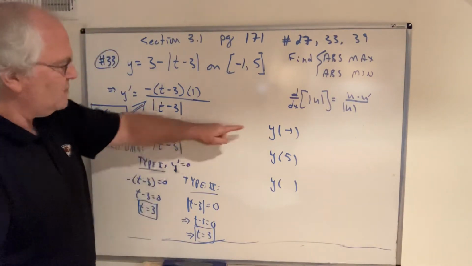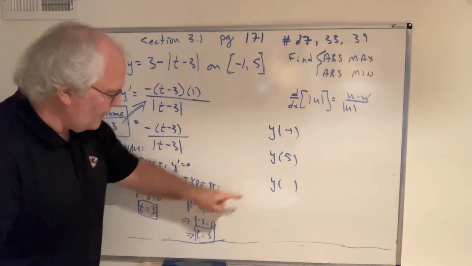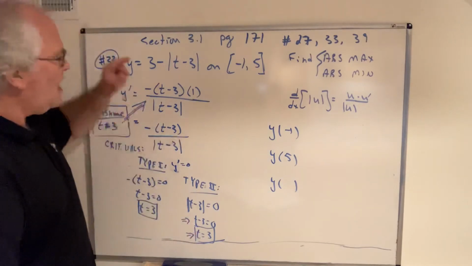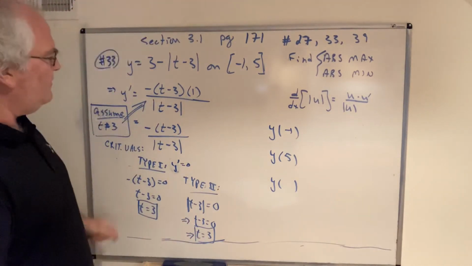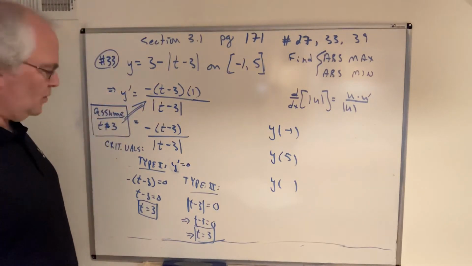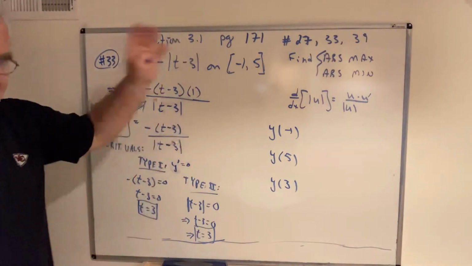And so the point is this: we have to find y of -1, we have to find y of 5, and we do have to use y of 3 because 3 is in the domain of the original function, even though it is not in the domain of the derivative. So we do need to use 3.